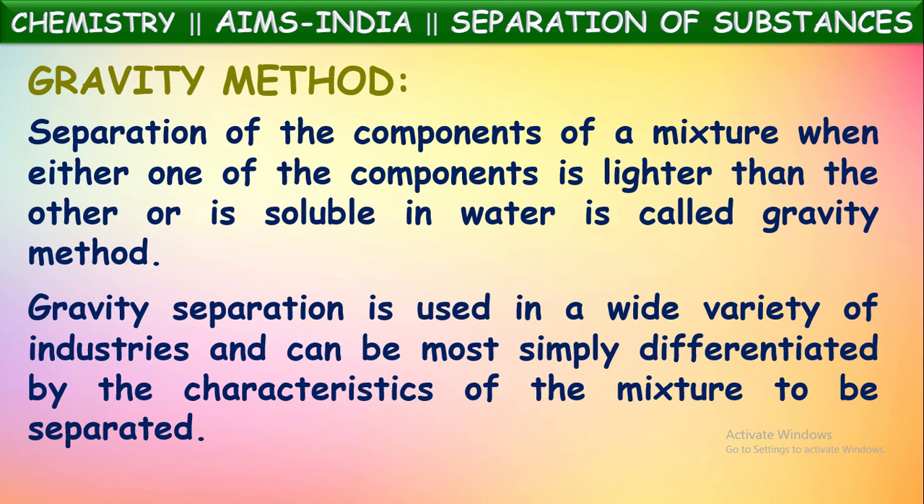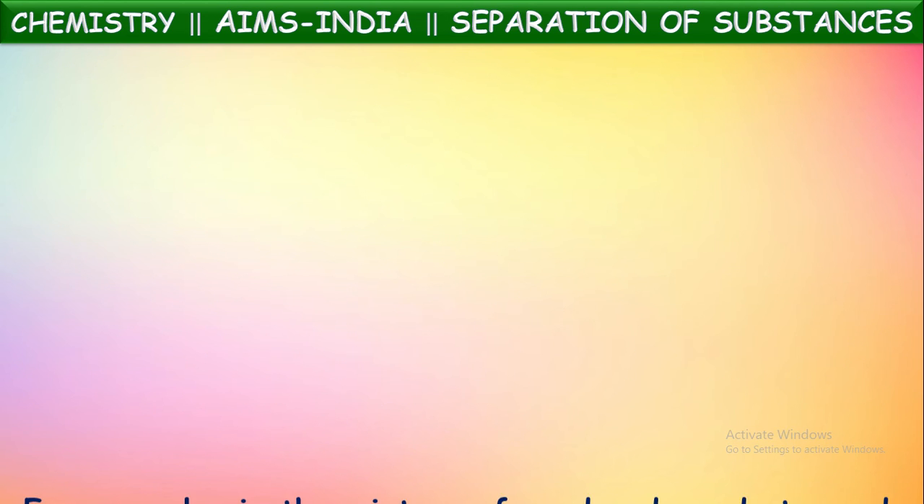Gravity separation is used in a wide variety of industries and can be most simply differentiated by the characteristics of the mixture to be separated. If the components of the mixture can be separated by their characteristics easily, like one is lighter and the other is heavier, or one is soluble in water and the other is insoluble, then we can separate the mixture easily by using this gravity method.